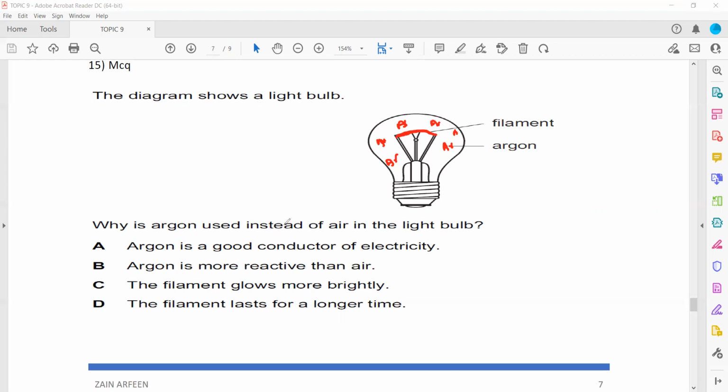So what is the purpose of the argon instead of air? Argon is a good conductor of electricity. That's wrong. Argon is more reactive than air. That's wrong. Argon is less reactive than air. That's also wrong. The filament goes brightly. It does not affect the intensity of the light. The filament will last for a longer period of time because argon is unreactive. So the filament does not react with argon and it will last for a longer period of time. So D is the right answer.